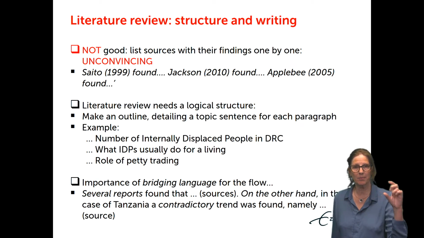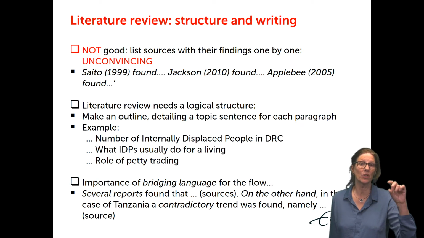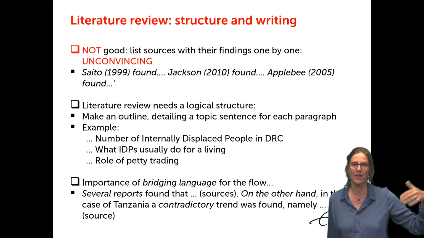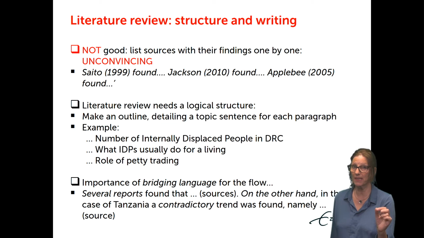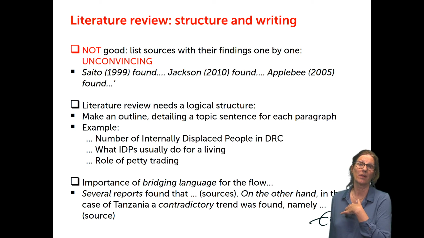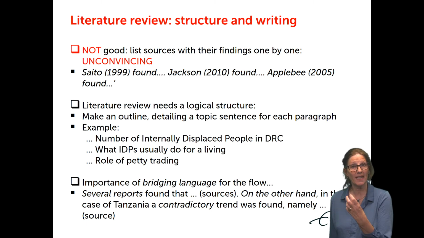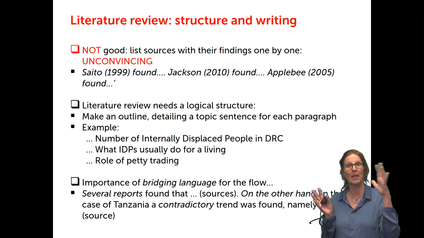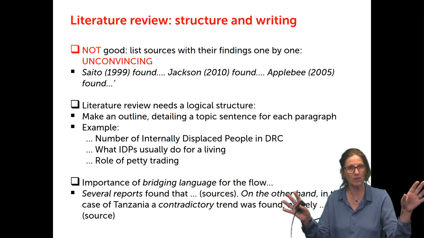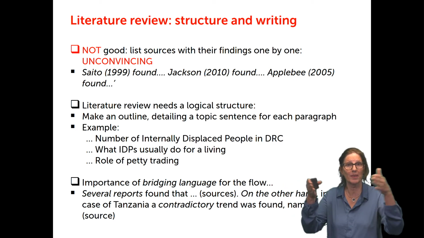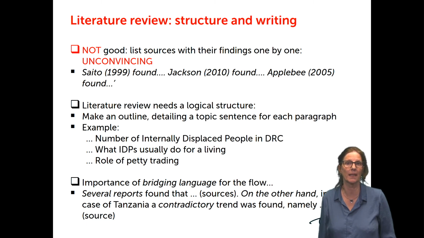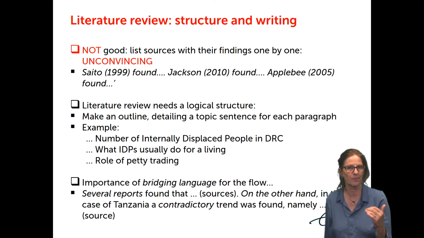Then your next paragraph, what do IDPs usually do for a living? Have we found other literature that talks about livelihoods of IDPs and what do they say? What are their main points? Third paragraph, what is the role of petty trading in those livelihoods? We zoom out. We have all the livelihoods. We zoom in. We have all the livelihoods and now we zoom in on the role of petty trading. So that is how you make an outline of your literature review.